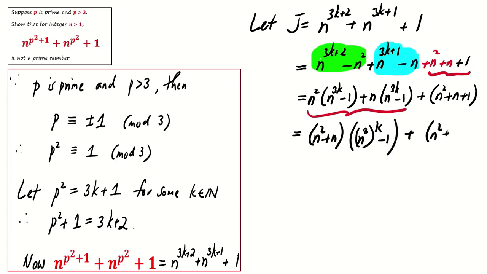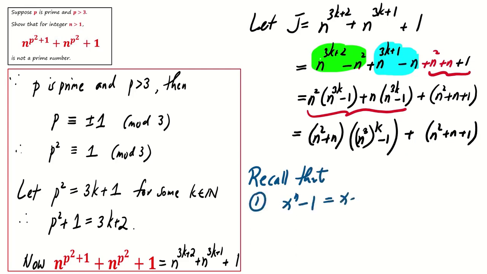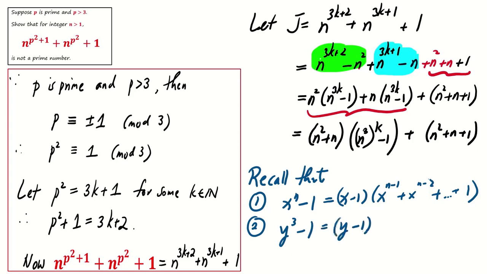We are going to show that the first part of j is a multiple of n squared plus n plus 1. To see this, we need to recall that x to the power of n minus 1 can be factorized as x minus 1 times x to the power of n minus 1 plus x to the power of n minus 2 all the way to 1. For number 2, y to the power of 3 minus 1 can be written as y minus 1 times y squared plus y plus 1.